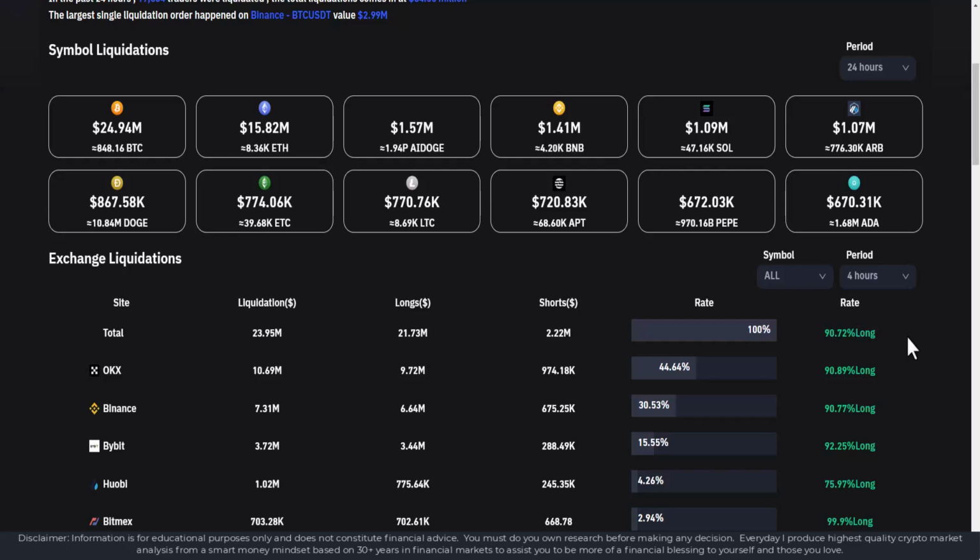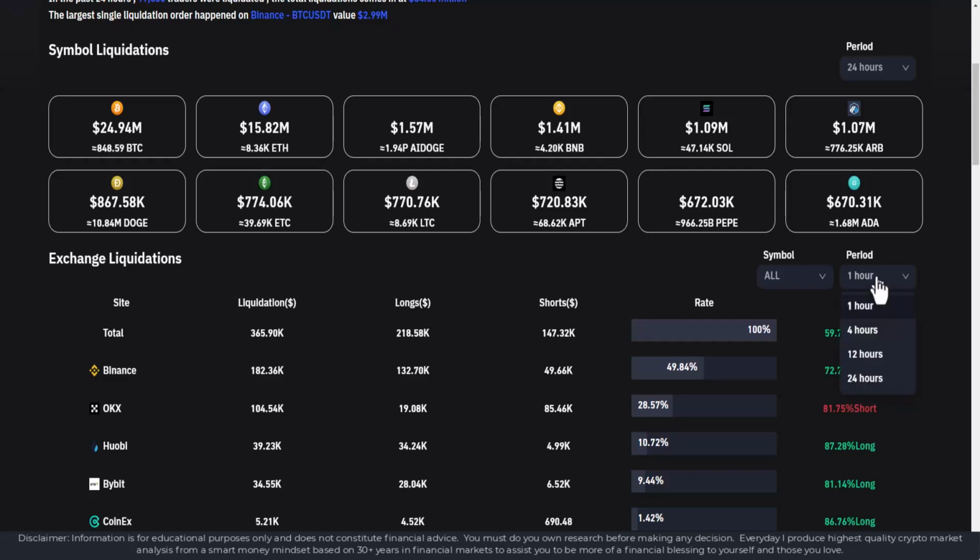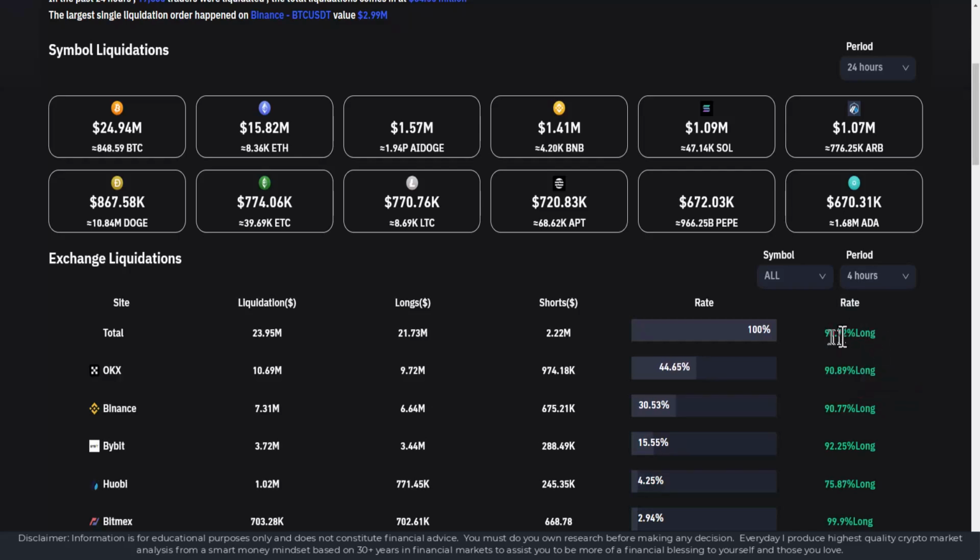Why do we look at this? Why is it important? I gloss through this section because you need to know how the longs and the shorts are interacting. I'll just go one more step. What about the 1 hour liquidations? You've seen they've dropped from a very high level around the 91% down to around 59%. Let's call it 60%. What does that mean? More shorts are getting liquidated.